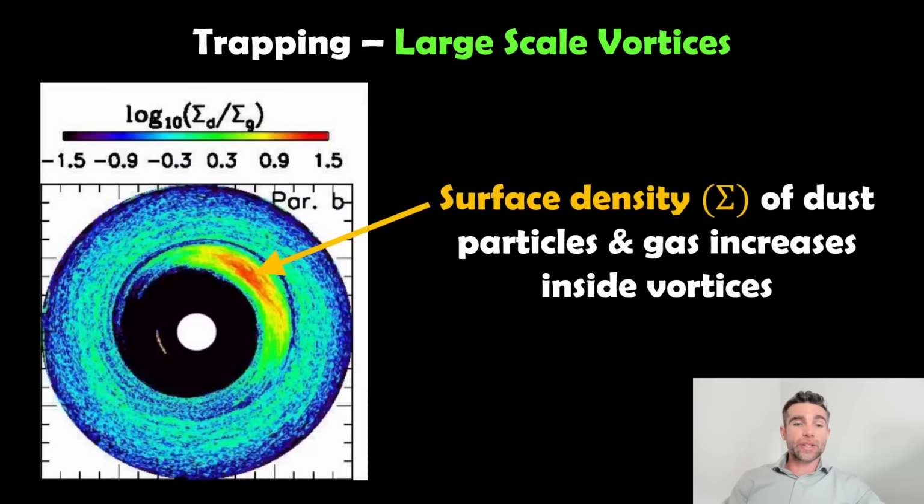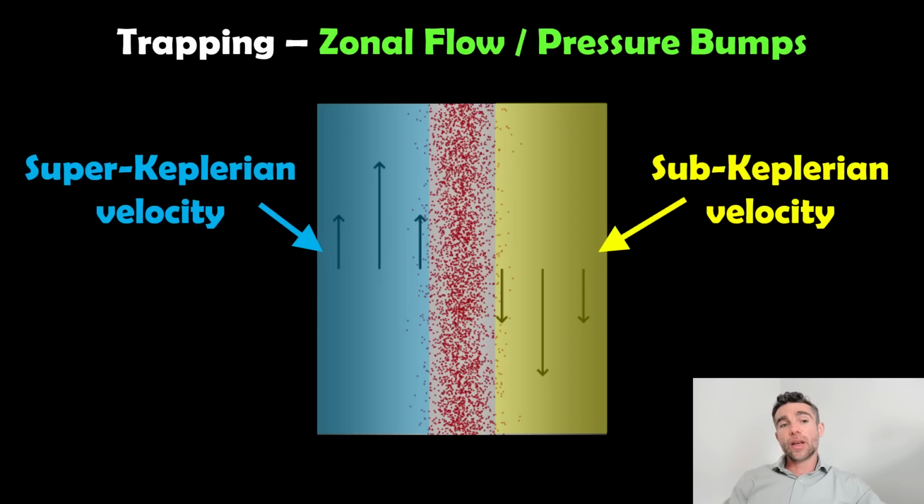And this is from a simulation showing the surface density. So the density inside the vortex for gas and dust increases quite significantly, and that's where you're then going to get these particles growing beyond the actual bouncing and fragmentation barriers. And the next one is what's called zonal flow, or pressure bumps, really.